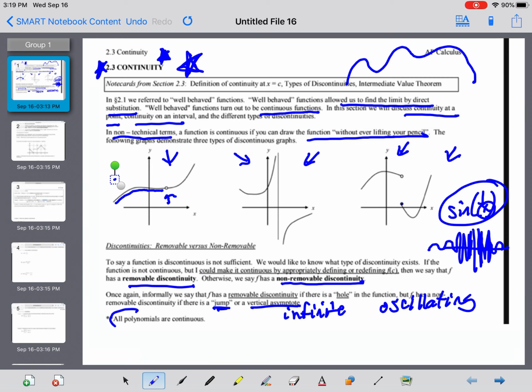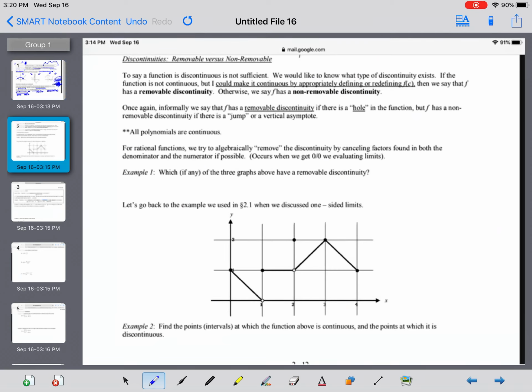One thing you are able to say, and I'll reiterate this, all polynomials are continuous, as well as sine and cosine. And you're allowed just to say that it's continuous. You don't even have to prove continuity for those unless you're asked to. All right, so what constitutes this? To say a function is discontinuous is not sufficient. We've got to be more exact than that in calculus.